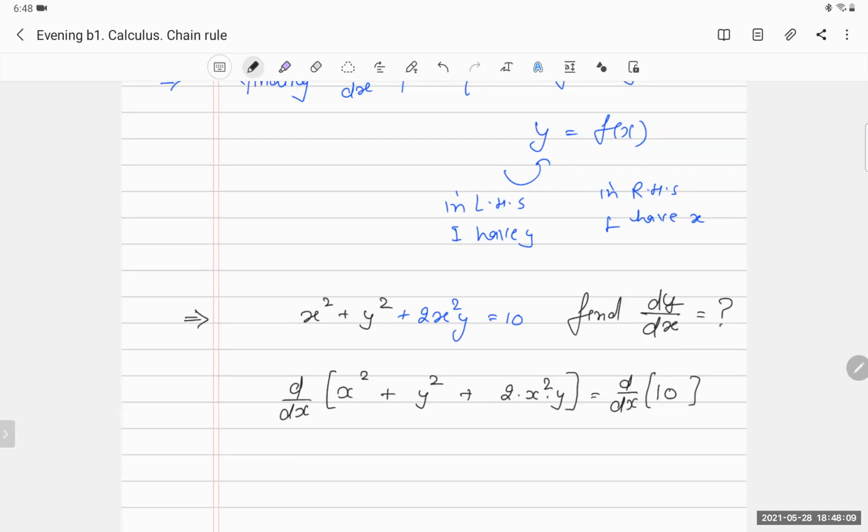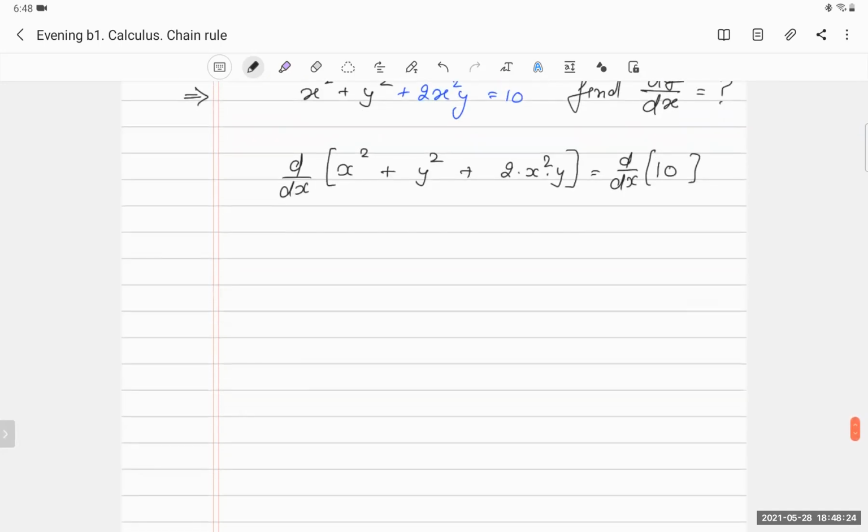Yes, sir. I can do it. I can make any operation on both the sides. It's fine because this is an equation. In the equation you can do anything. Now you have to differentiate. Tell me, what will be the step?